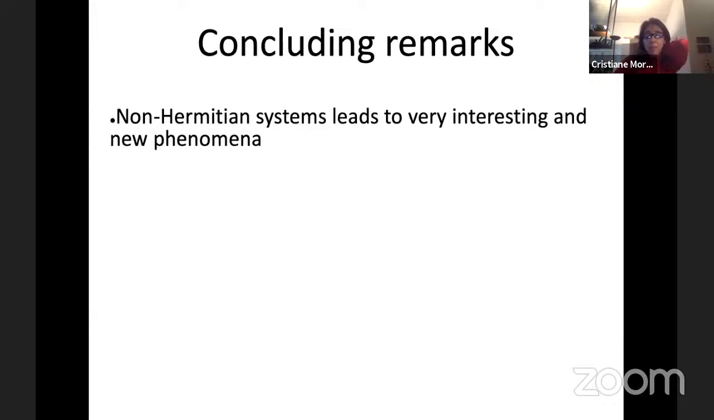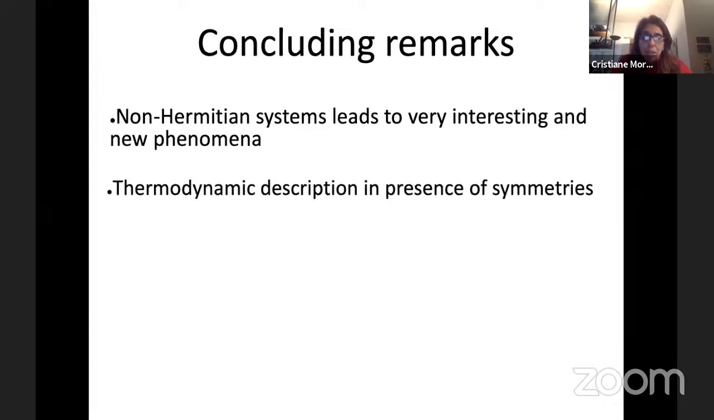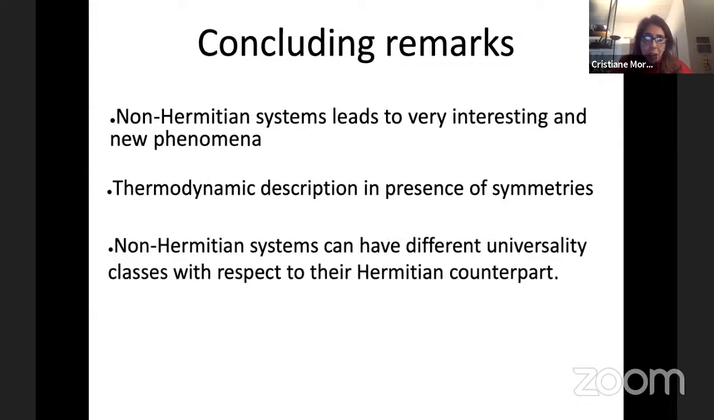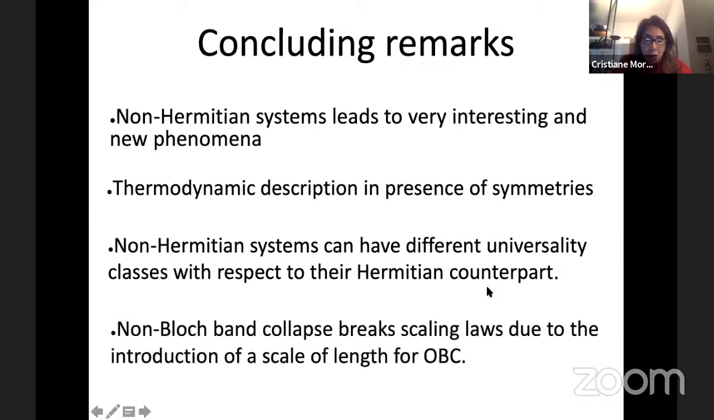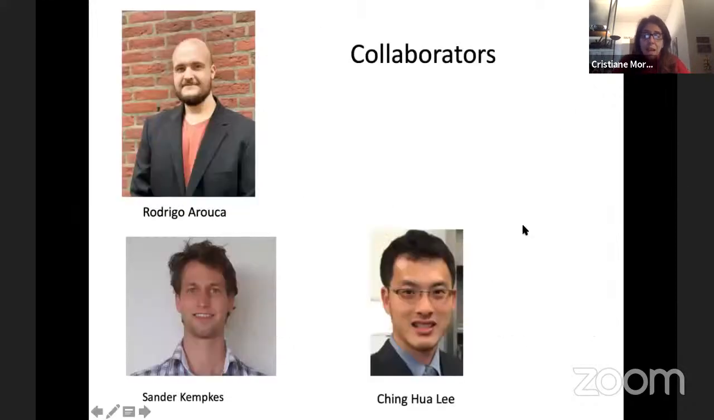So I have been telling you that non-Hermitian systems can lead to very interesting and new phenomena. We can use a thermodynamic description if we have the appropriate symmetries, and we can still have a real partition function to attempt to describe these systems using thermodynamics. We have seen that the non-Hermitian systems have a different universality class with respect to their Hermitian counterpart, and that at the non-Bloch band collapse, all the scaling laws break down because we introduced a new length scale for these open boundary conditions. So with this, I conclude the talk.